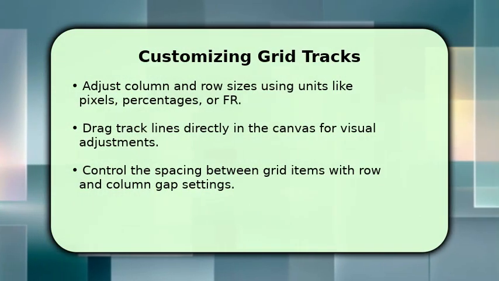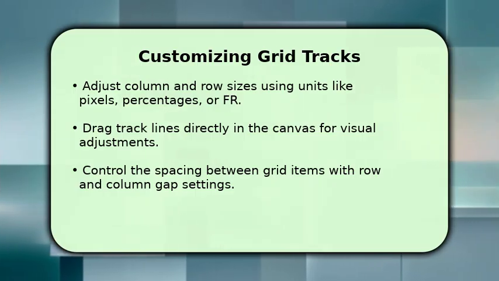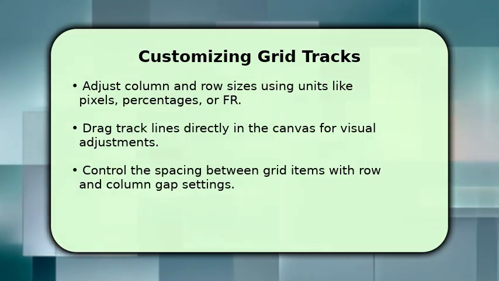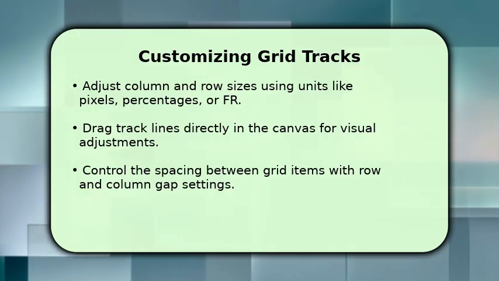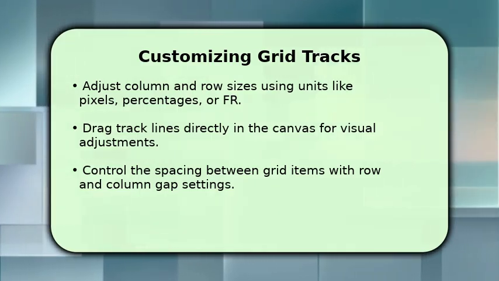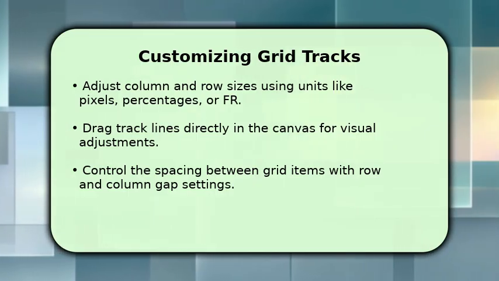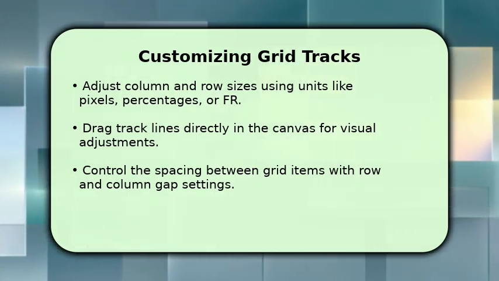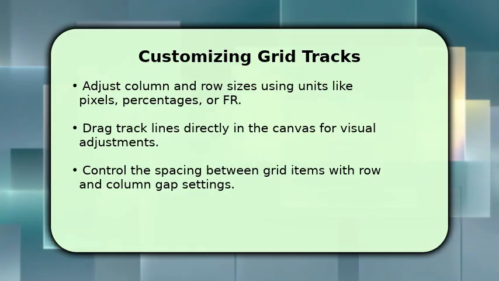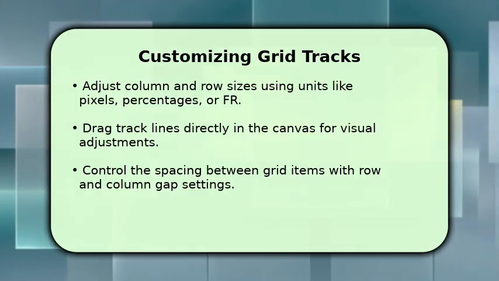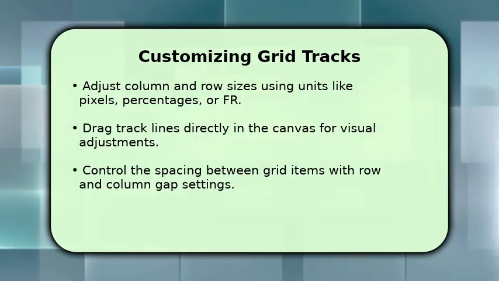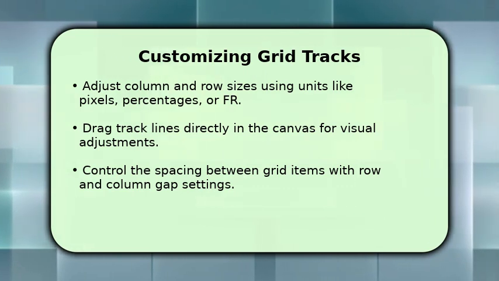Now, let's customize your grid tracks. You can set specific widths for columns and heights for rows. Use units like pixels for fixed sizes, percentages for relative widths, or FR units for flexible, fractional spacing. You can also drag the track lines directly on the canvas for a visual adjustment. Don't forget to set your row and column gaps.